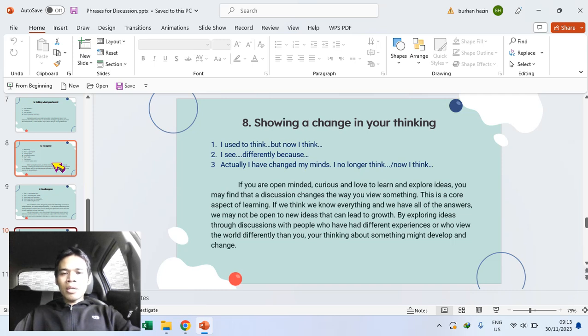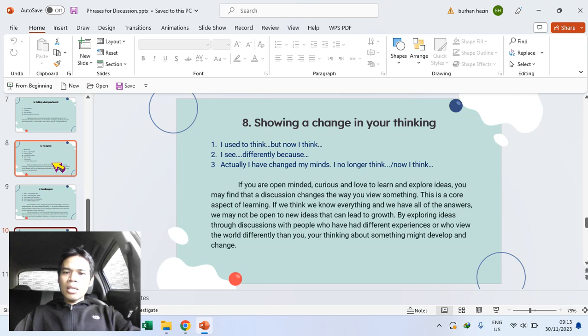okay, this is something you say before you change your opinion, right? And then differently, because after that, you share your opinions which you have changed. Actually, I have changed my mind. I no longer think, and so on and so on. So yeah, you can use these phrases to express or to show a change in your thinking.